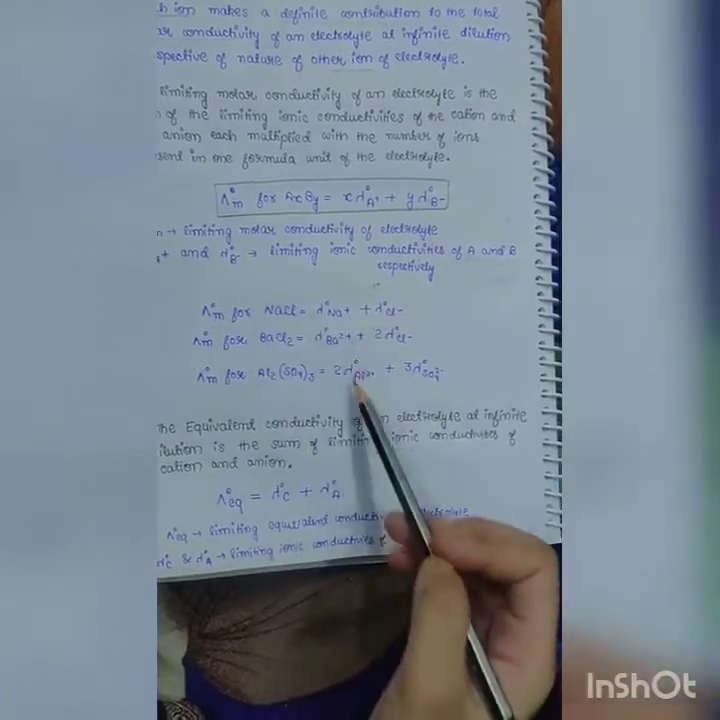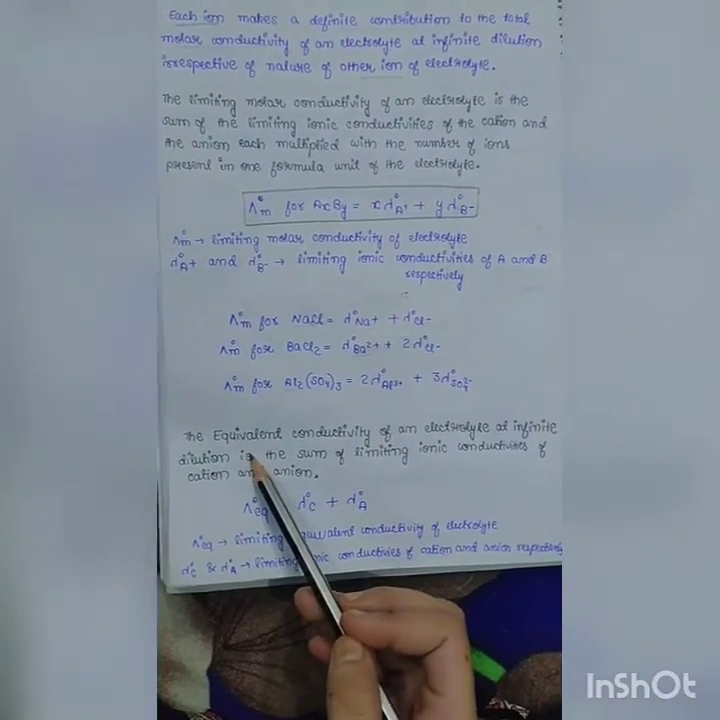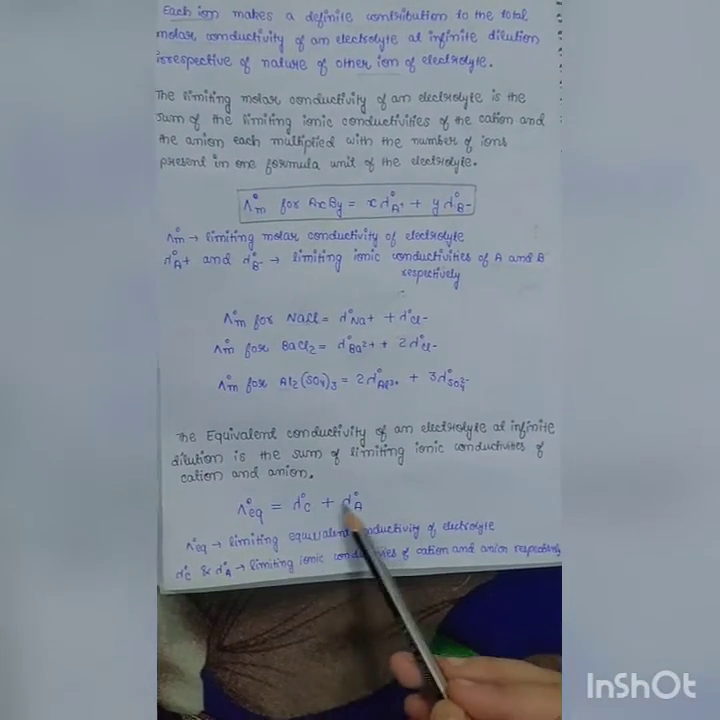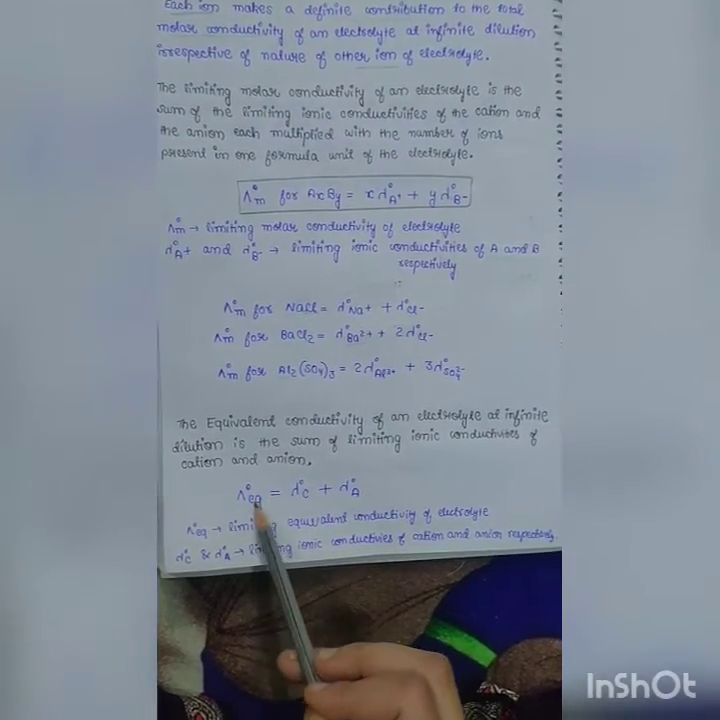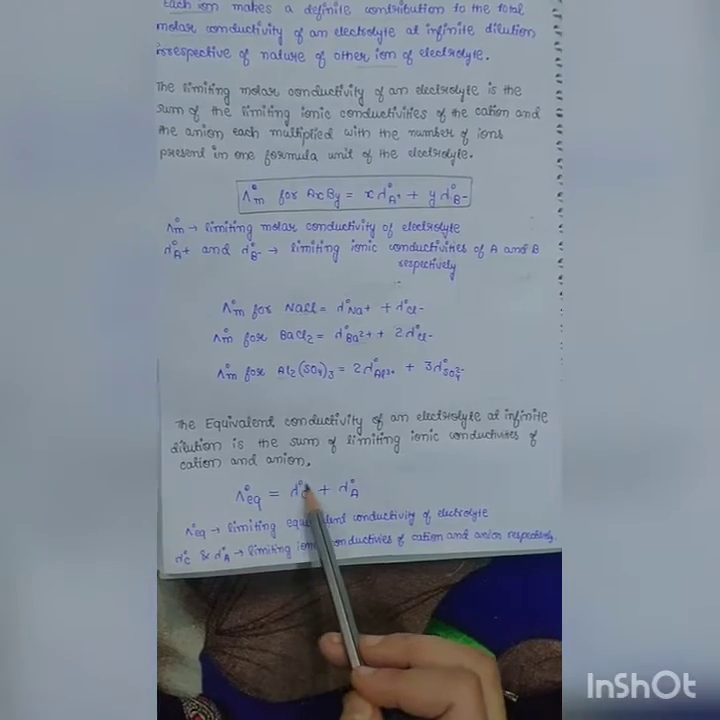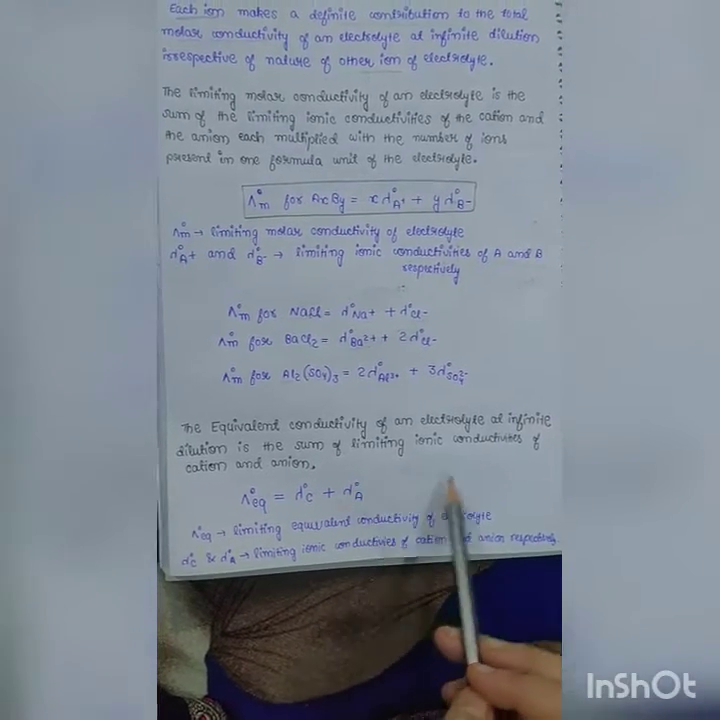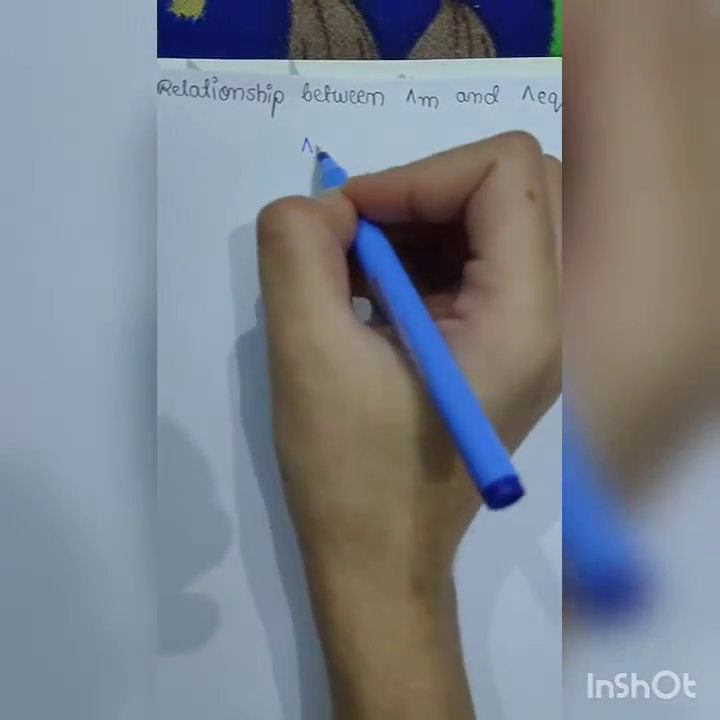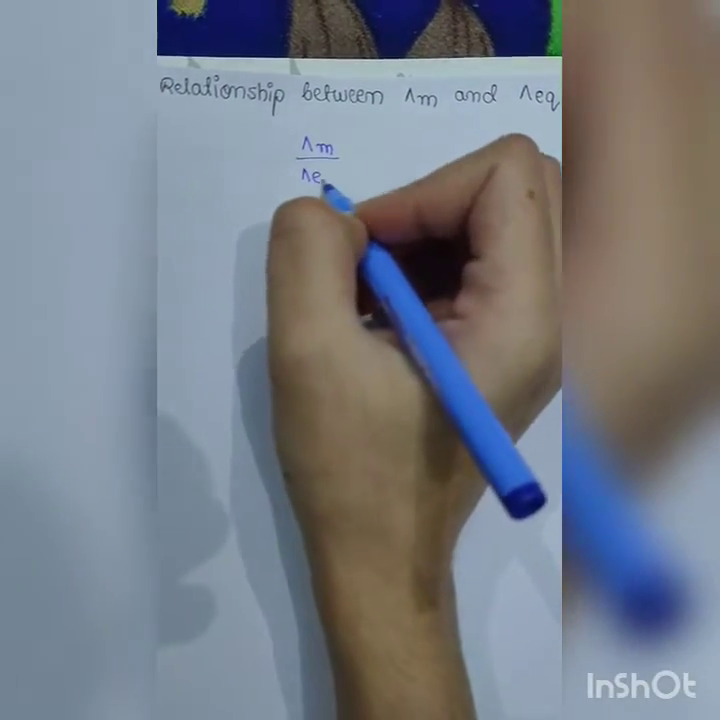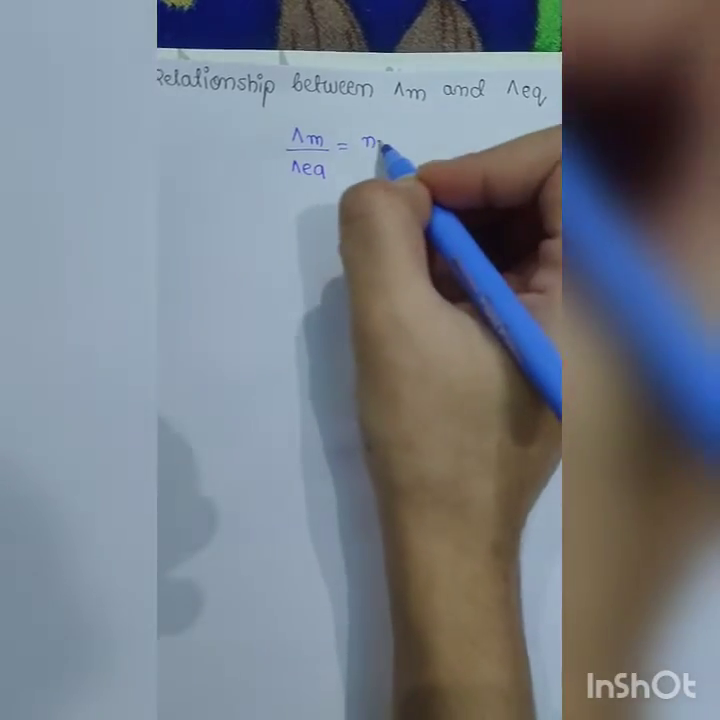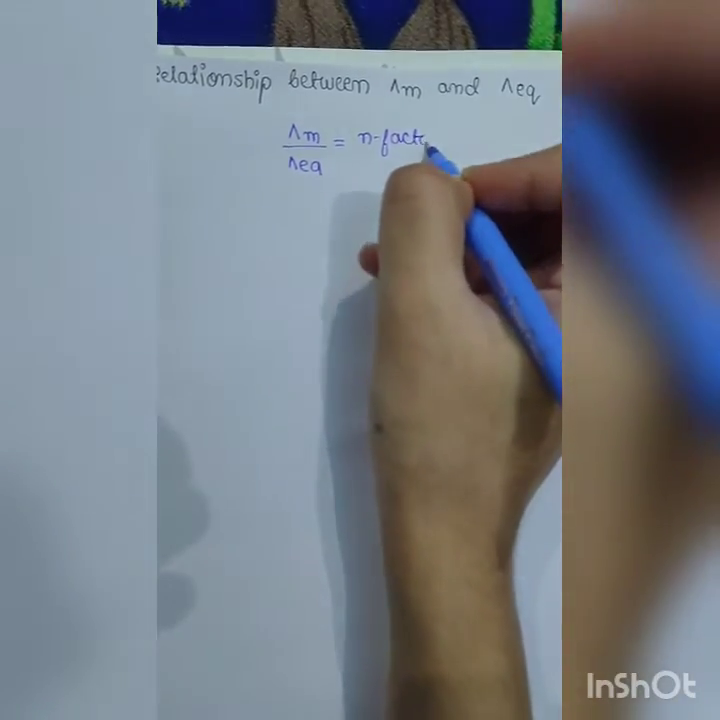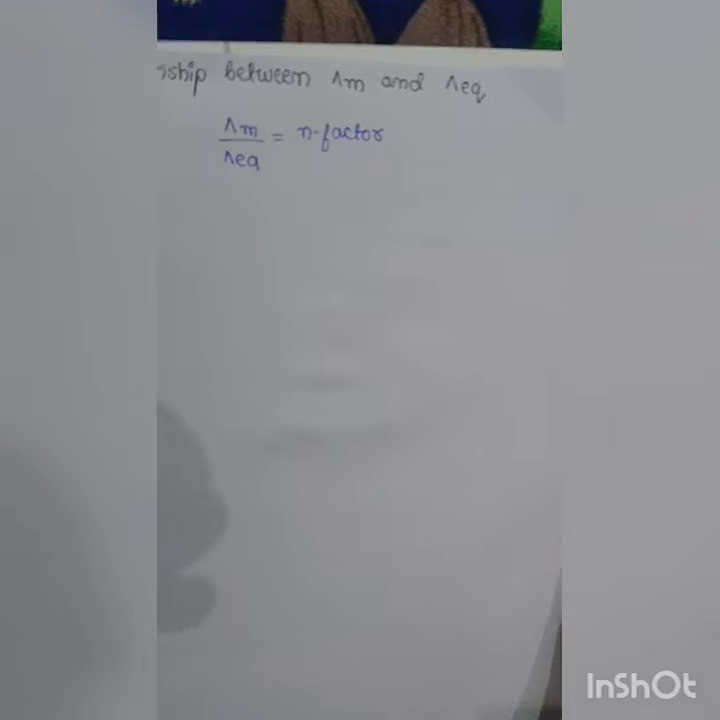This is for molar conductivity, लेकिन equivalent conductivity is the sum of limiting ionic conductivity of cation and anion, and it is not multiplied with the number of ions present. It is simply limiting equivalent conductivity is equal to limiting ionic conductivity of cation plus limiting ionic conductivity of anion. Relationship between molar conductivity and equivalent conductivity, we have already discussed this. This value is equal to n factor.